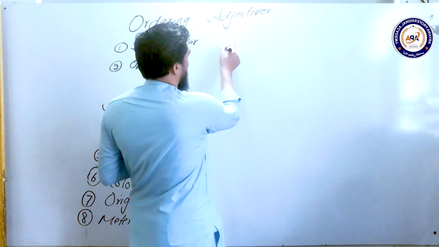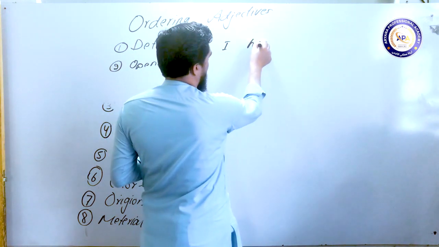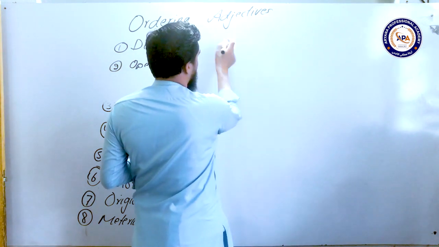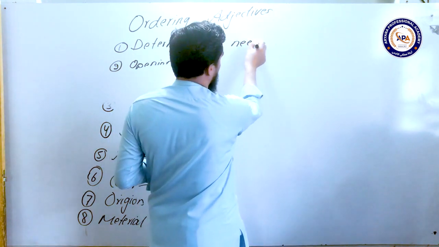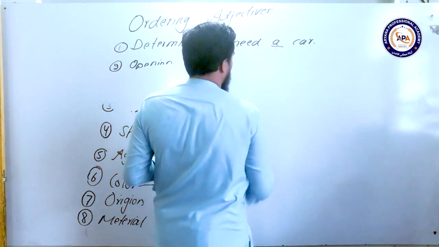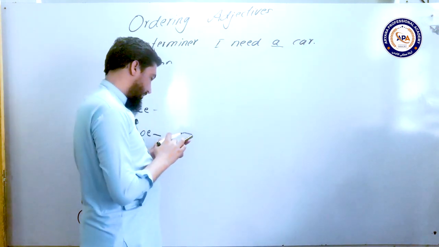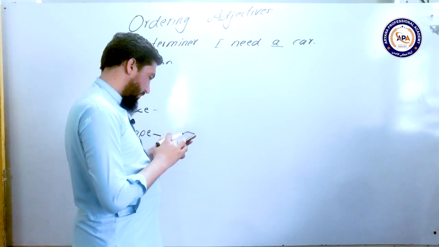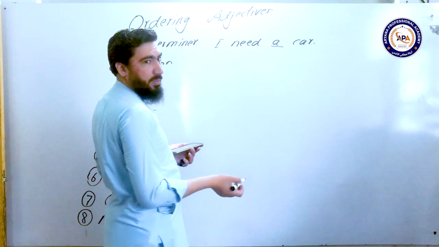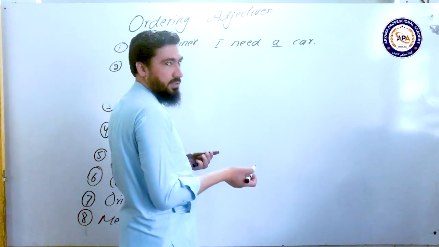For example, I need a car. "A" is a determiner. Article is also a determiner, isn't it?